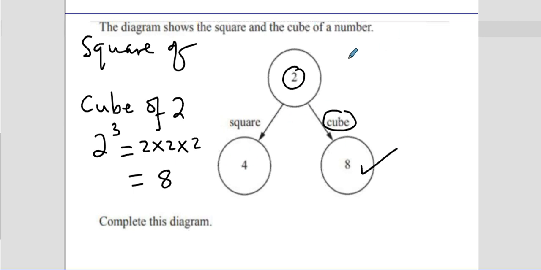2 square, that means the square of 2. And what does square of 2 mean? That means 2 to the power of 2. And this will mean 2 times 2. 2 square will mean 2 times 2, and this will mean 4. So 2 square is 4, so that is correct.